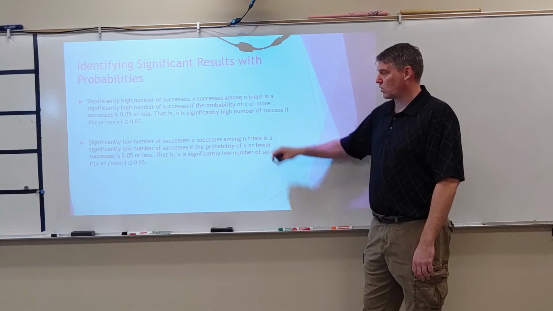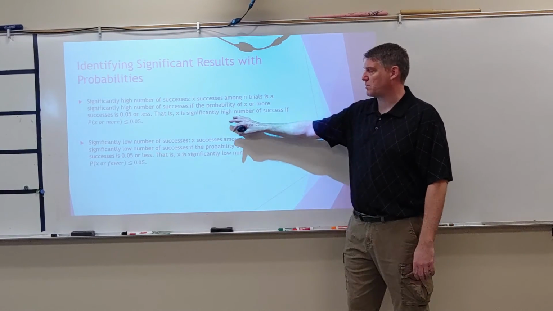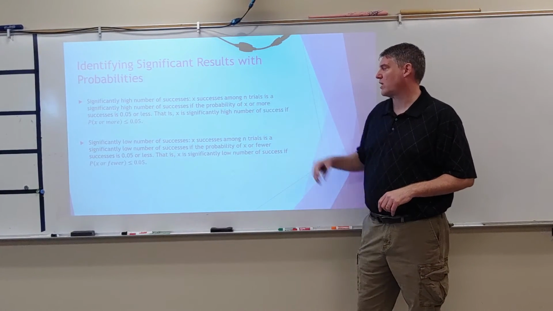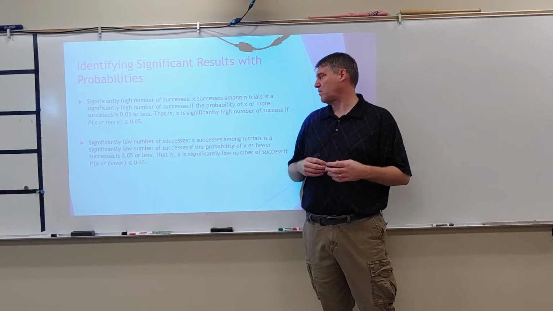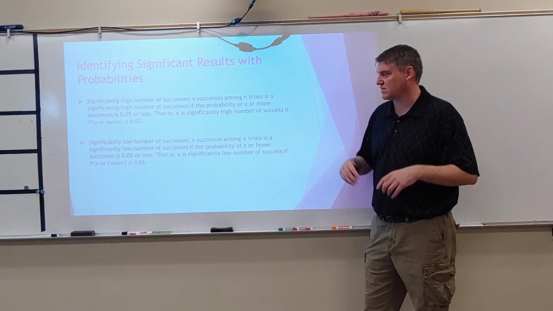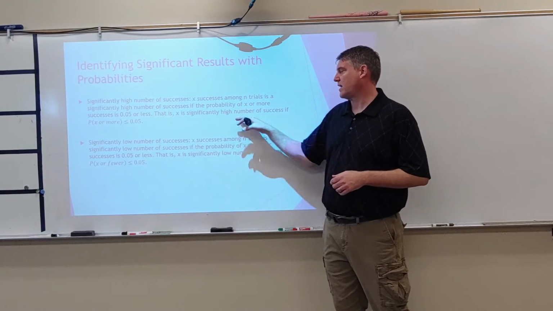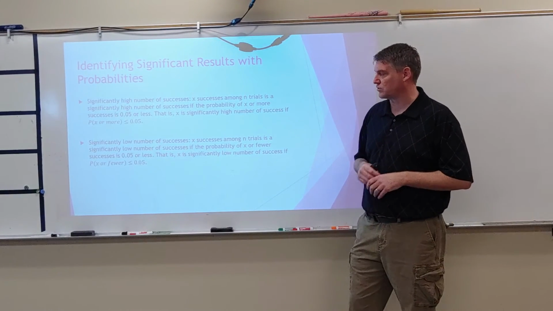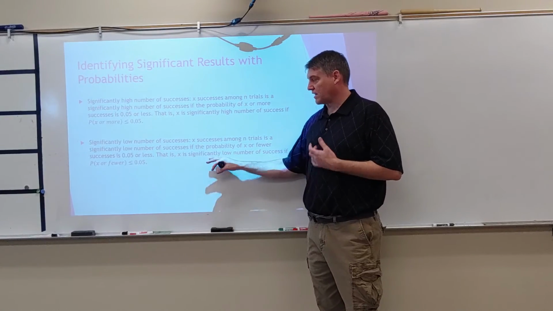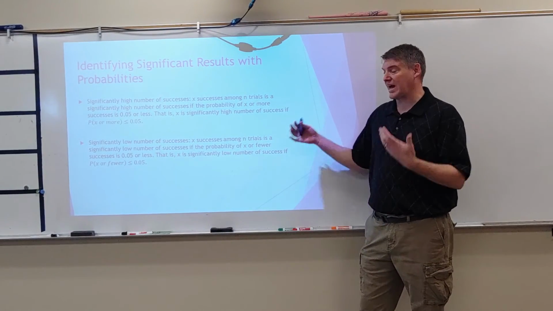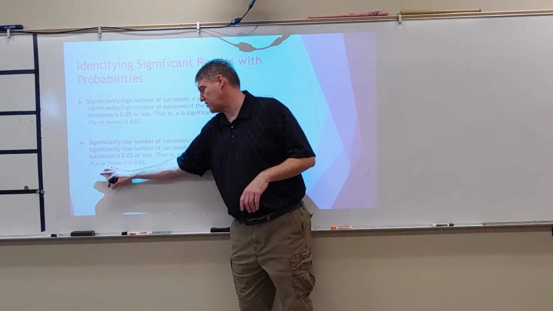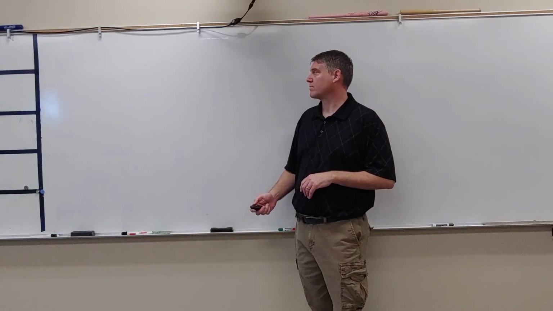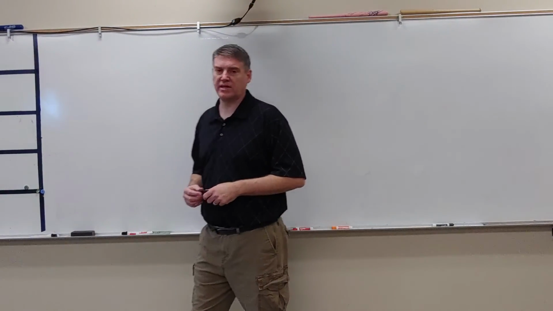So with probabilities, identifying significant results with probability. Significantly high number of successes: X successes of n trials is a significantly high number of successes if the probability of X or more successes is 0.05 or less. Significantly low numbers are very similar to significantly high. We're still going to say X or fewer is less than or equal to 0.05. So we're under that 5%. And that is probability distributions.